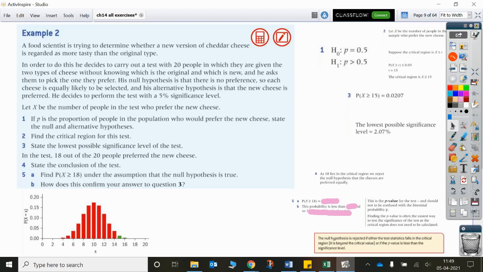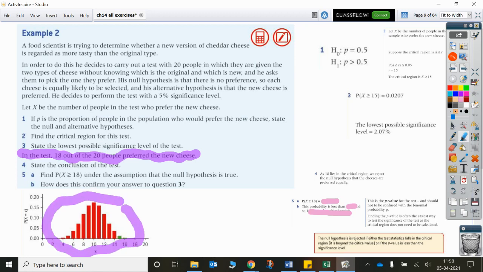Okay, so now we're on part 4 here. So part 4, they say, in a test, 18 out of 20 people preferred the new cheese. So we're really thinking that this new cheese is better now. But we just need to make sure that we're in the 5% region of the original distribution. And we still might be making a random error in that case.